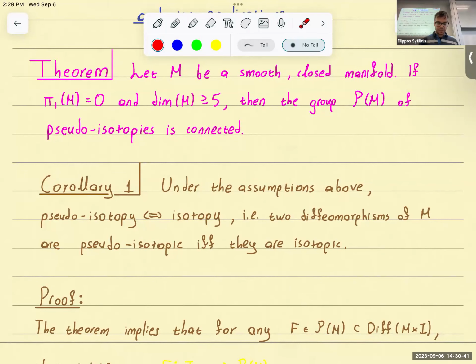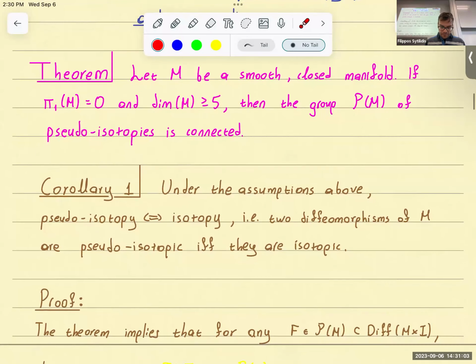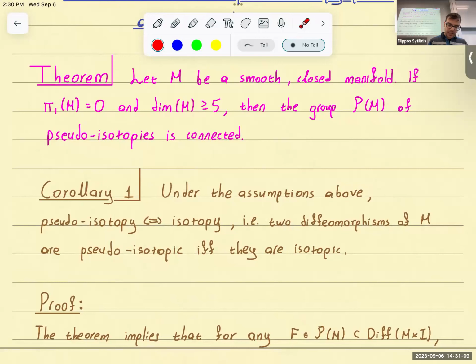We're not going to prove this theorem today. It's going to be our goal to try and sketch a proof of this by the end of the course, but it's going to take a while. But we can prove how this implies a positive answer to the pseudo-isotopy question. So the first corollary is that under these assumptions, so smooth, closed, simply connected manifold of dimension greater than or equal to 5, any two diffeomorphisms of M are pseudo-isotopic if and only if they're isotopic.